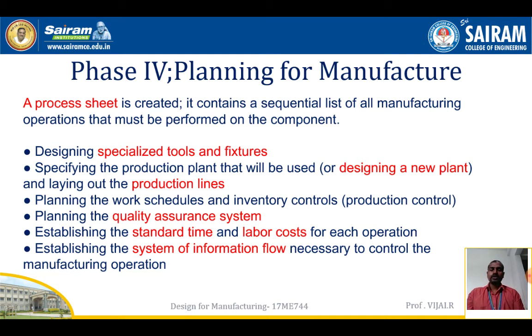What are the jigs and fixtures to be used, who has to do that, what is the quality assurance, and who has to inspect. All these things come under planning for manufacturing. The inspection system, the standard time and labor cost for production, who is the labor to do it, what skill he has, and on which machine he has to do it. All of this comes under the planning for manufacturing. This is the fourth phase.